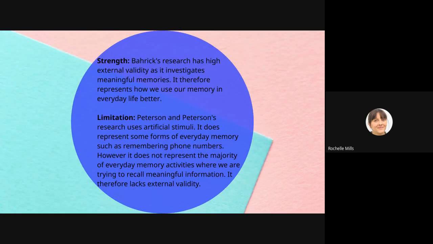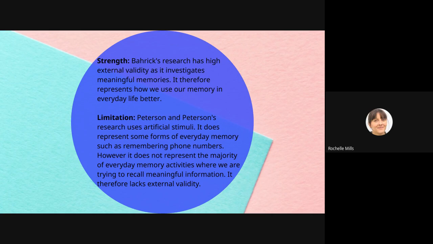In evaluation, Barrick's research has high external validity because it investigates meaningful memory. So it represents how we use our memory in everyday life to remember people that we've seen and people that we have relationships with. But a limitation of the short-term memory research, Peterson and Peterson, is that it uses artificial stimuli. It does represent some forms of everyday memory, so like remembering phone numbers, where we group things together and we remember them in small groups of numbers, but it doesn't represent the majority of everyday memory activities. So we're often trying to recall meaningful information, so it lacks external validity.